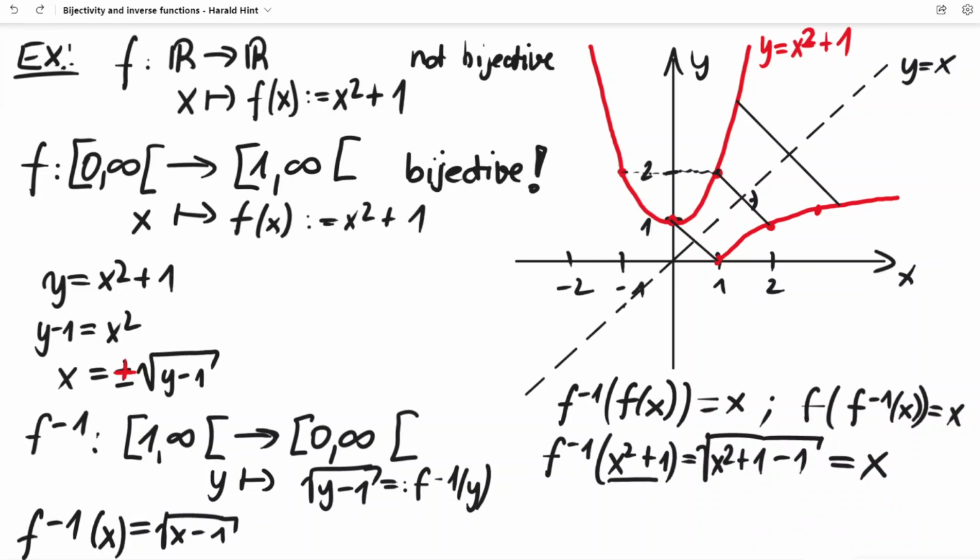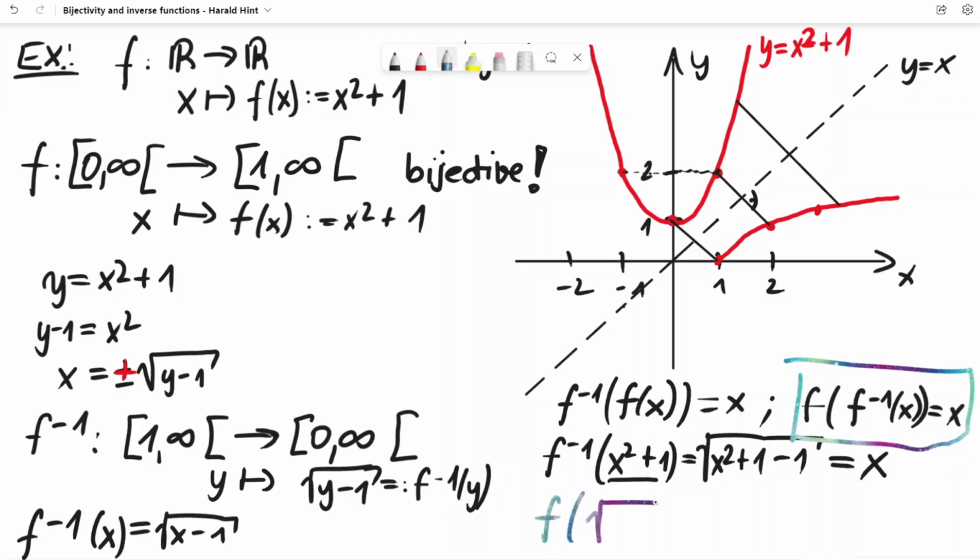We also verify the second equation. Let's maybe take the fancy color. So this one. First plug in the inverse function. And then apply f. But the new x value for f is the root. So instead of x, I write the root. I have to square it, plus 1. If you square it, the root disappears. And you see what's going on. We get back x.